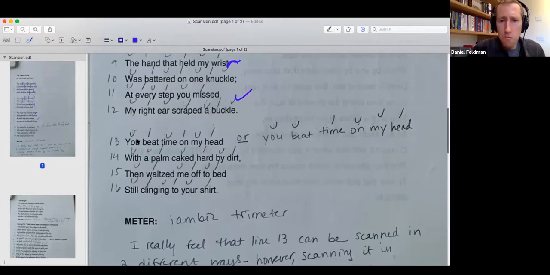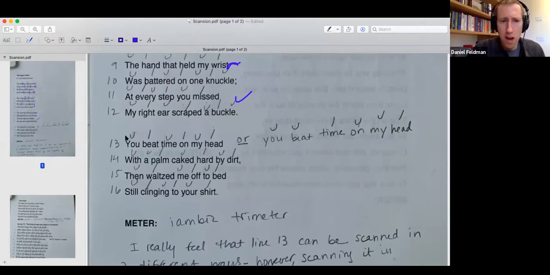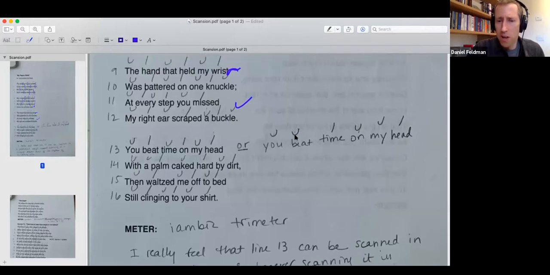Maybe it's you beat time. Maybe the stress should be on you. Or, as this student suggests as an alternative, unstressed, unstressed, stressed. You beat time on my head. Now, it could be two anapests, the way that this student is scanning it. Why is this line significant?